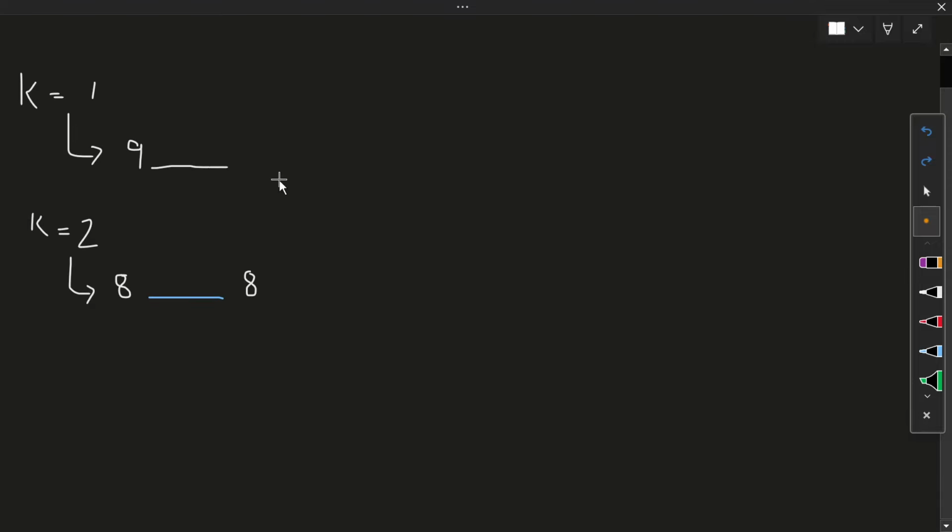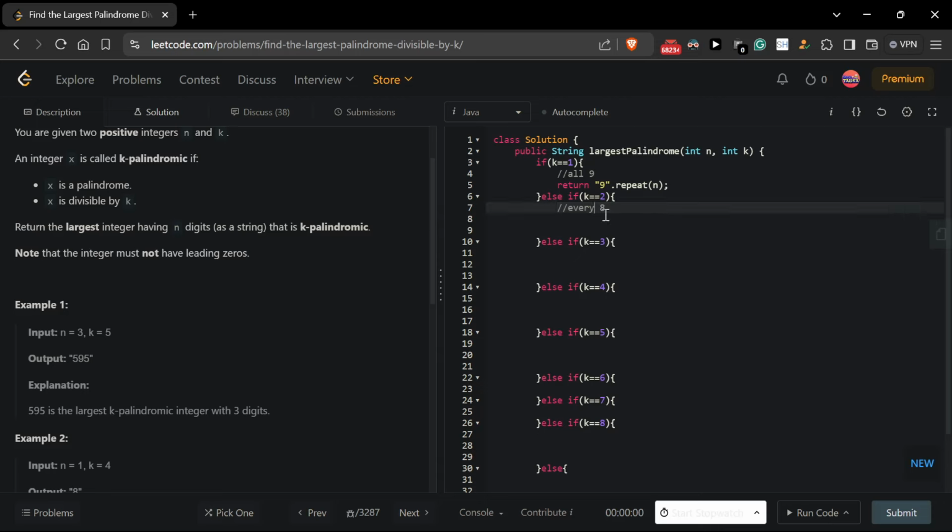Next we have k as 2. If it is 2, then the largest value that is divisible by 2 is 8. So we have to make a palindrome. Our first and last value must be 8, and inside all the values can be 9. So that's what I did here. If n is 1, return 8, else our last position is 8, and to make a palindrome our first position is also 8, and the remaining n minus 2 values are 9.